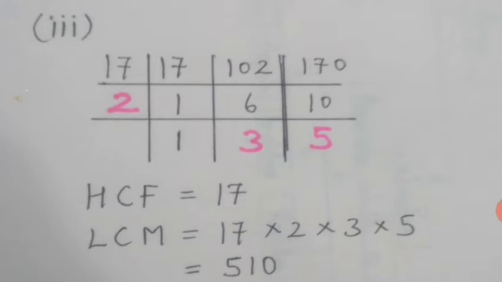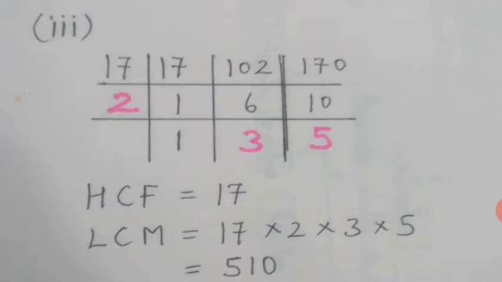2 ones are 2, 1 remains as it is. So 2 threes are 6 and 2 fives are 10. Okay. Now HCF is equal to 17 only, because HCF is the factor which has divided all three numbers.